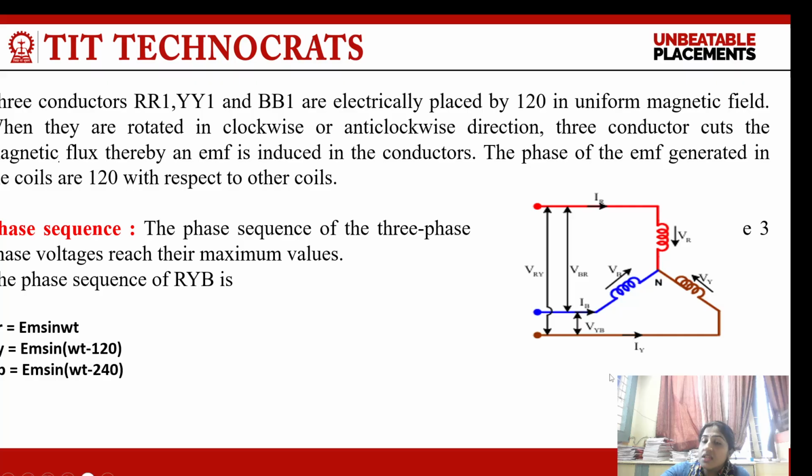Whenever we measure the voltage between any two line conductors, this is known as line voltage, and whenever we measure the voltage across the phase, it is known as phase voltage. The current which is flowing through the phase is known as phase current, and the current which is flowing through the line is known as line current. So these are some basic definitions of your star connection.